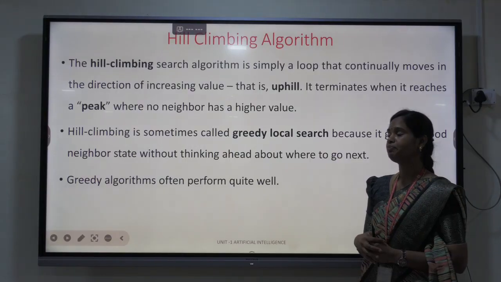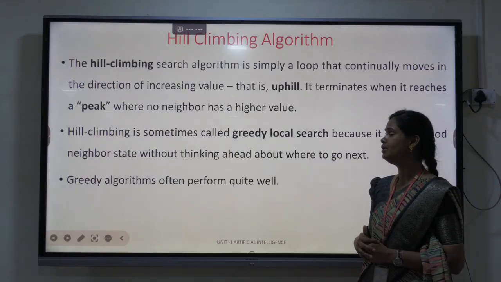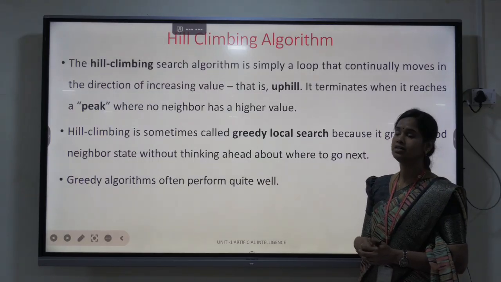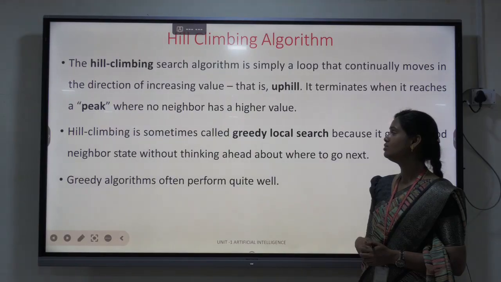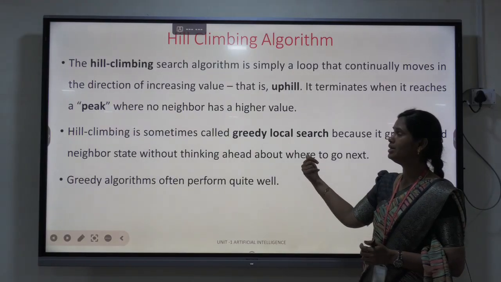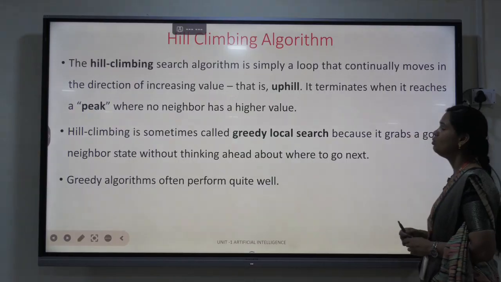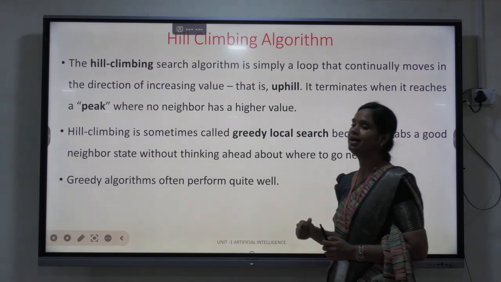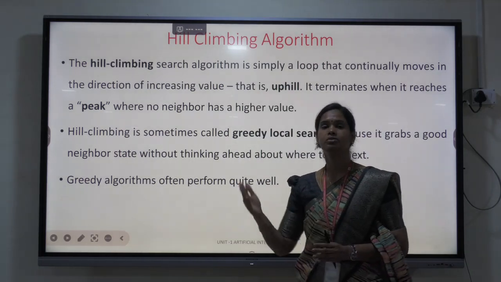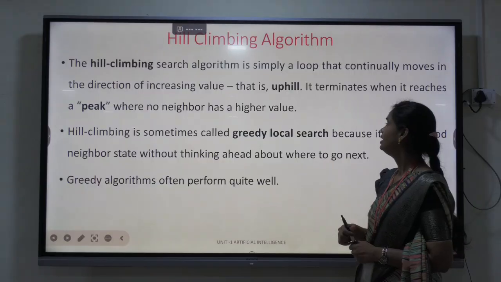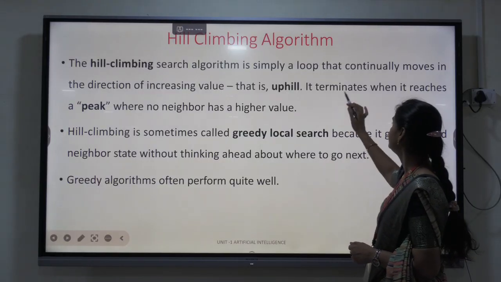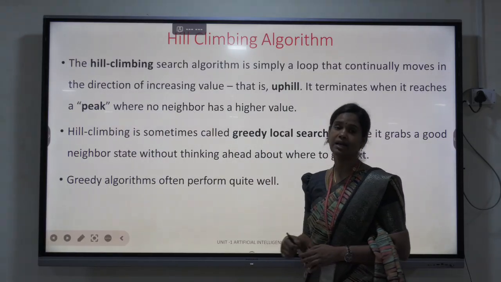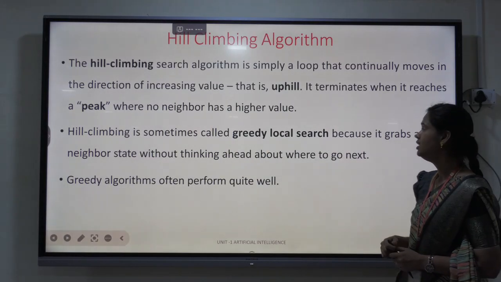In hill climbing we perform quite well because it is greedy, which chooses the best solution. The value may vary from uphill to downhill, with the value increasing, and it terminates when it reaches the peak, where no neighbor has a higher value than that. So it may vary.